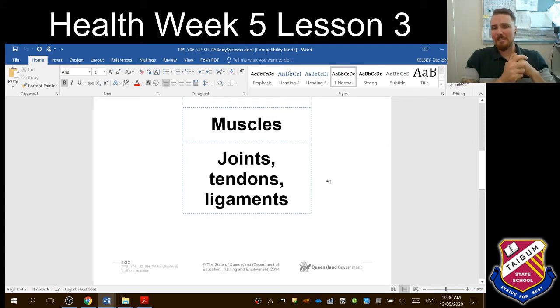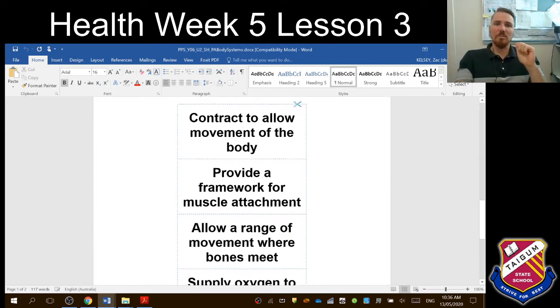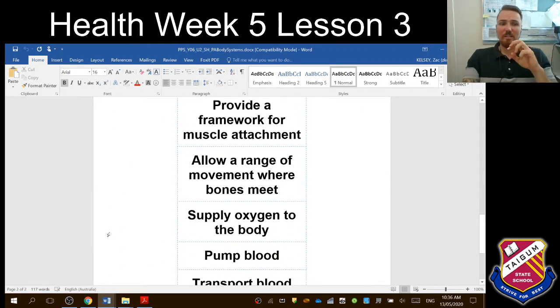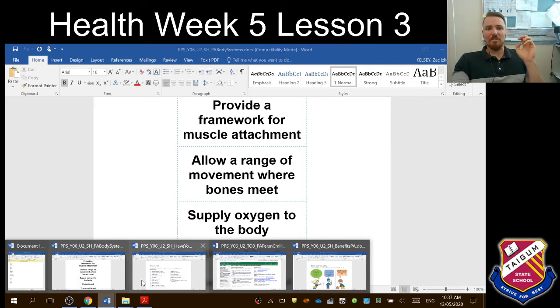Joints, tendons, and ligaments. What do they assist with? Have a think. If I was a stiff skeleton, would movement be possible? Probably not. Now, tendons join muscle to bone. Ligaments join bone to bone, and joints allow movement of those bones via the muscles. There's my couple of little breakdowns. Use that as a guide to help you finish that off. Really nice, quick little introduction.